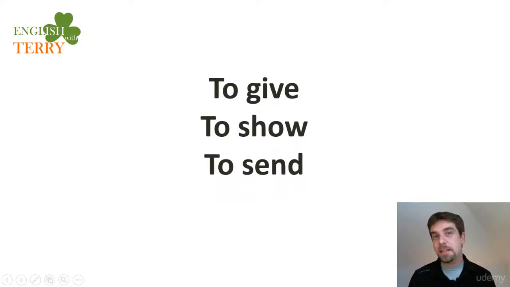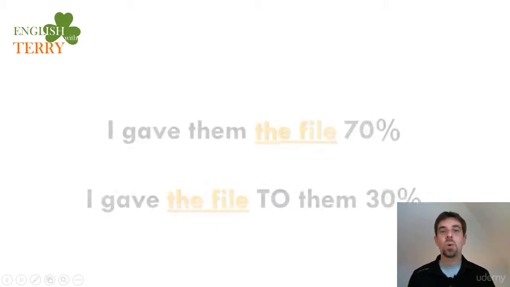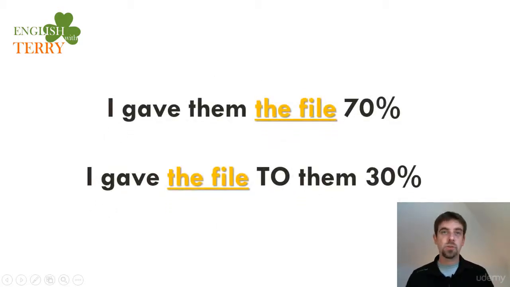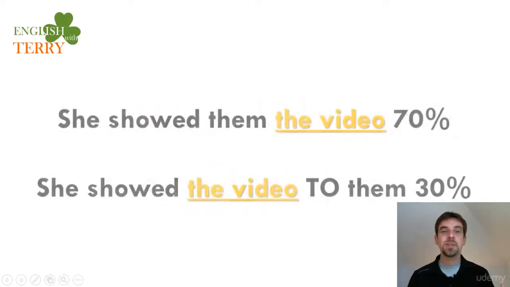Now, we have seen these ideas and these verbs before in Module 6 and Module 7. So we're continuing the same basic idea. We know that we have two ways to start the sentence: I gave them the file, I gave the file to them. The only difference is where we put the object, the file, in the sentence. I gave them the file is 70%. It's more common. In native speakers and speaking, it's much more common to use I gave them, I gave her, I gave him, etc.